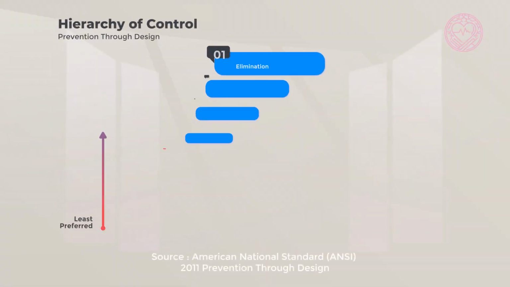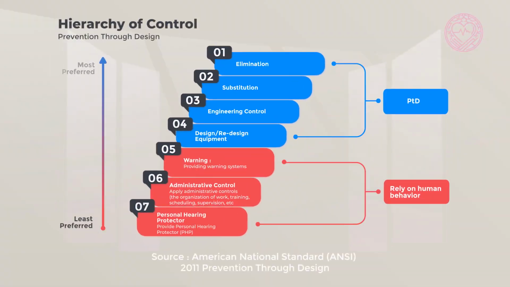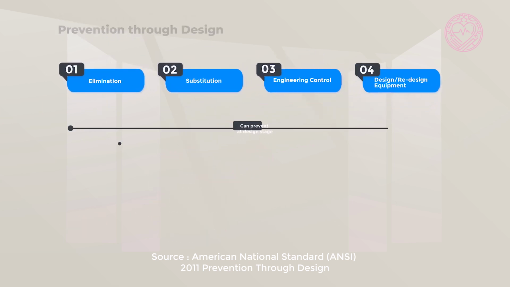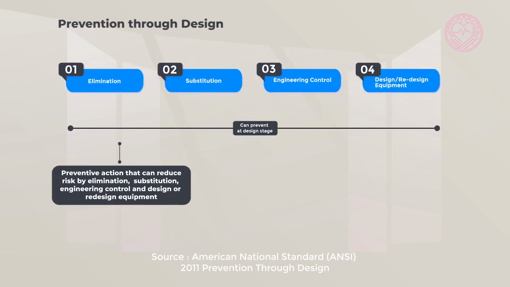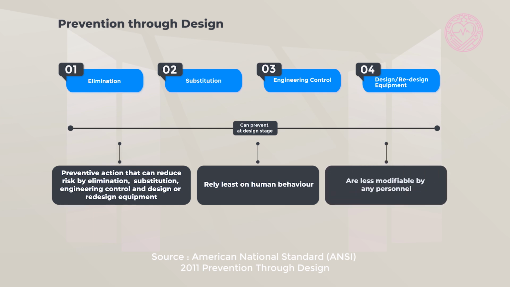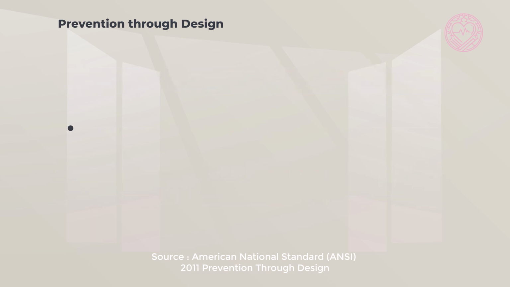The 7 levels in the hierarchy of controls: those described in the 1st through 4th levels are more effective because they are preventive actions that eliminate or reduce risk: substitution, engineering control, and design or redesign equipment. They rely the least on human behavior and the performance of personnel, and are less defeatable by unit managers, supervisors, or workers.